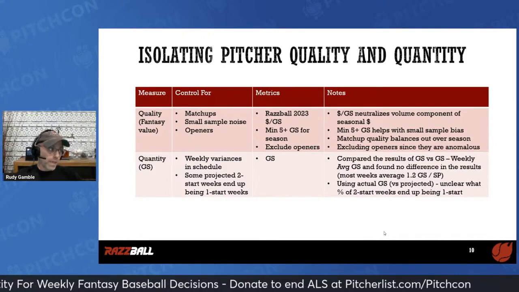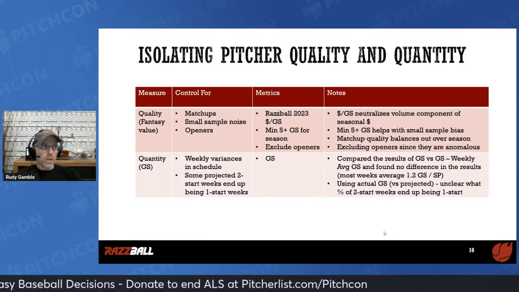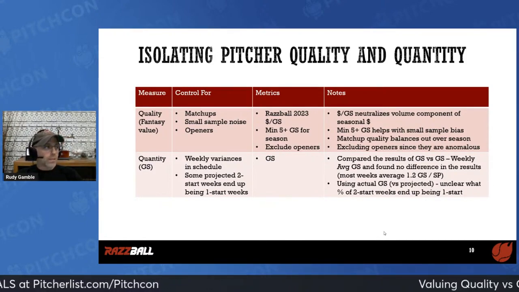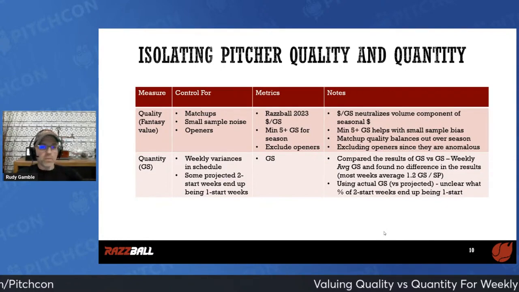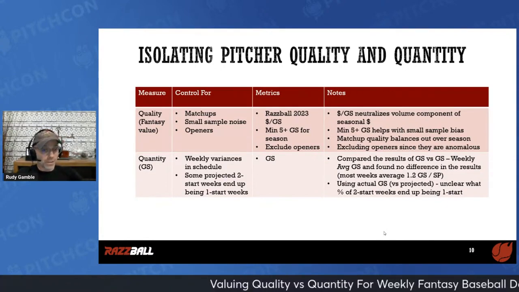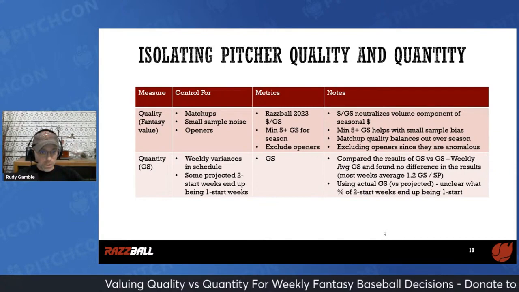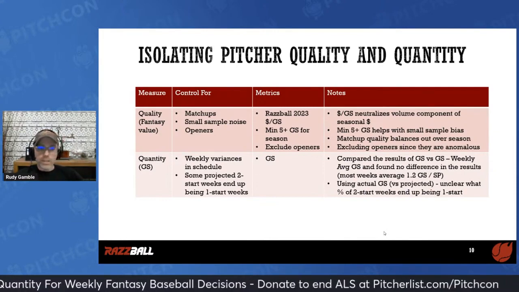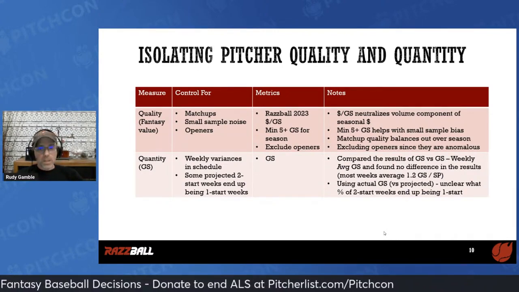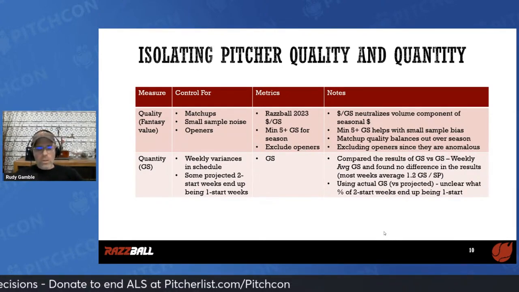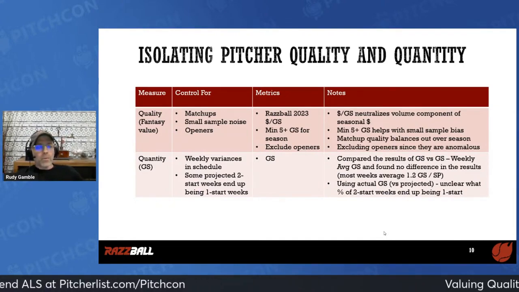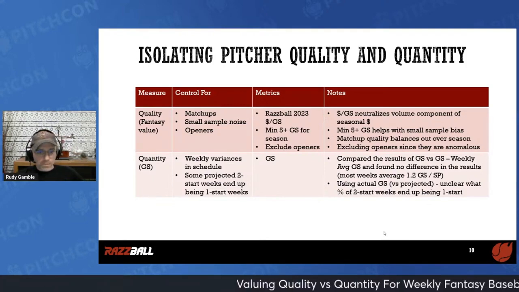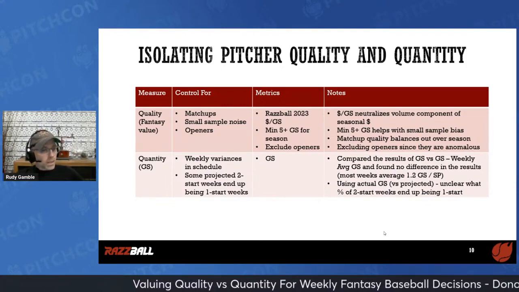I do dollars per game, but we know that a starting pitcher who also did relief because they're a swingman is going to skew the data. Middle relief does not tend to earn a lot of value per game. So we're using dollars per game started. We're going to say minimum 5 games started, and we're going to exclude anyone who is an opener. And again, we're basically saying that if we look at this with a big enough sample, any matchup differences balance out.